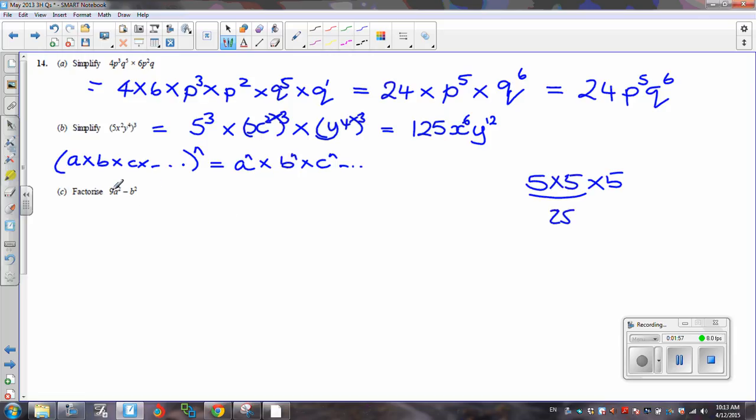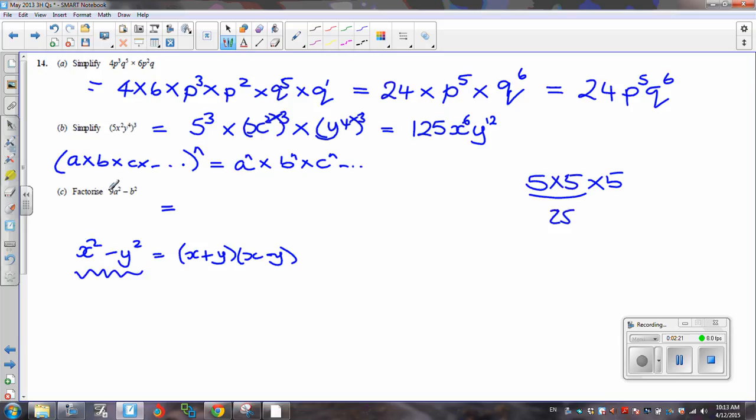Here, factorising 9a squared minus b squared. Now, I should recognise that. At first glance, it looks impossible. There's no common factor. I should recognise it, though, as this type. If you've got something like x squared minus y squared, so if you've got something squared, take away something else squared, it always factorises to x plus y times x minus y. And we call an expression that looks like this the difference of two squares.